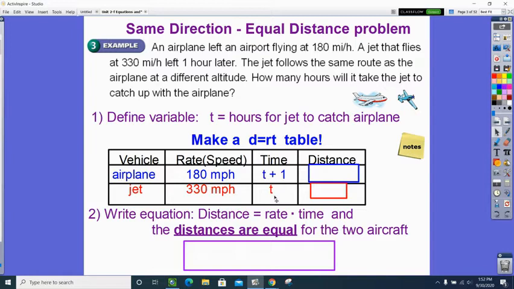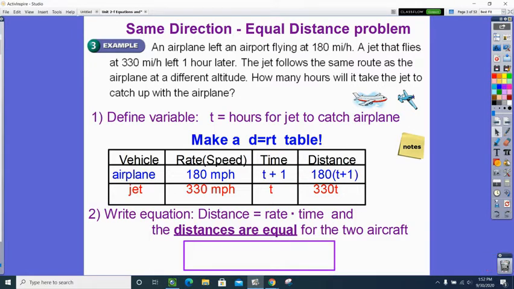That's the toughest part, guys, because now to get the distance, we're going to just take our rate times time, and make sure you put parentheses. You're multiplying the entire time. So this is going to end up being a distributive property. And on the bottom, 300 times t. That's how we fill out a distance, rate, and time table.